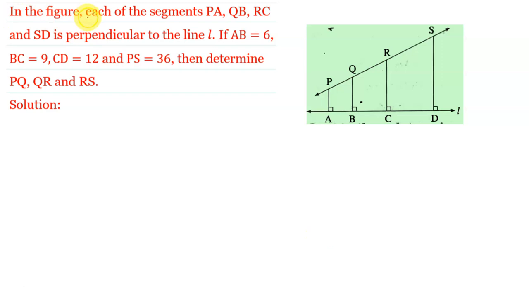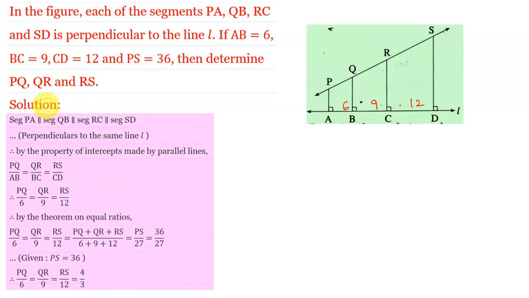In the figure, each of the segments PA, QB, RC, SD is perpendicular to line L. AB is equal to 6. BC is equal to 9. CD is equal to 12. And the sum PS is equal to 36. Determine PQ, QR, RS.